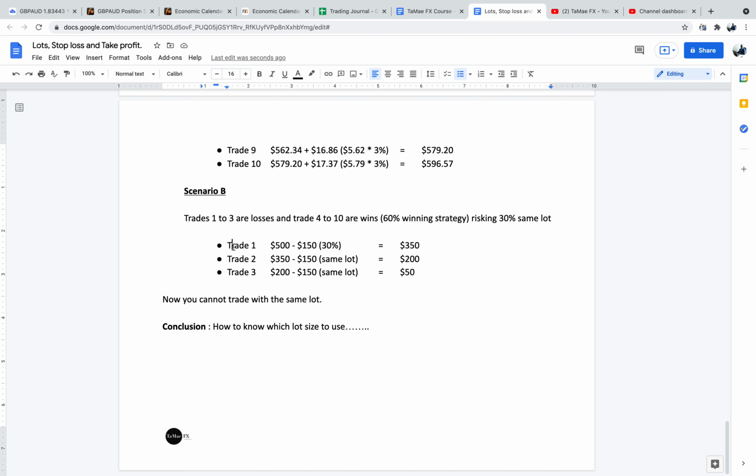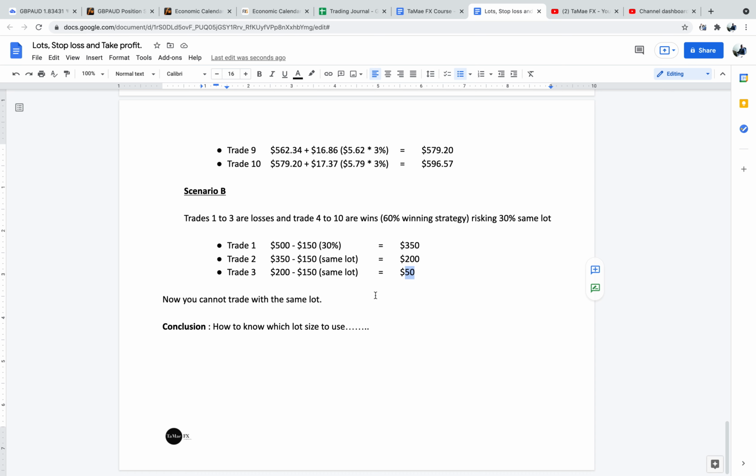Okay, so trade 1, $500, they lose 150 because they are putting 30% risk. If they lose 150, their balance becomes 350. The second trade, they use the same lot size, they lose 130, and their balance is now on 200. Imagine the frustration and the anger that you get from the markets taking money from you. And you put a third trade and you lose $150 again, you are left with $50. Now you do not have any money to trade.